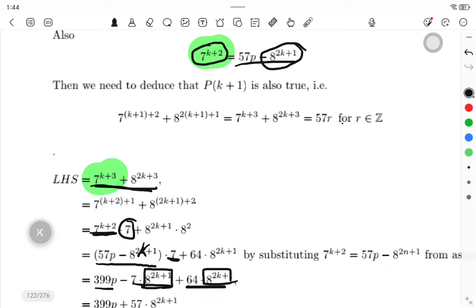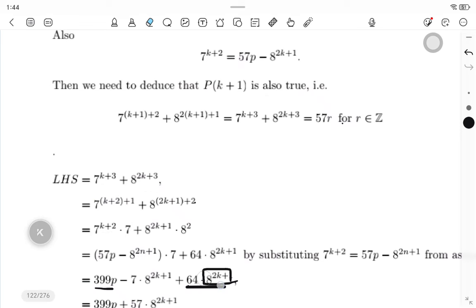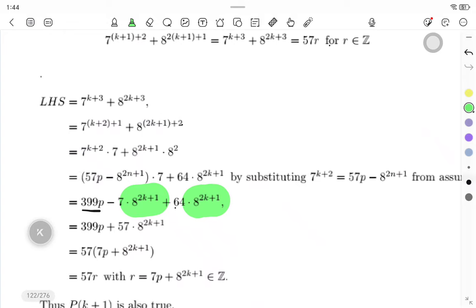Now, we have a common factor here. We factor it out. When we factor it out, here we're going to have minus 7 plus 64. What is minus 7 plus 64? It's going to give us 57. You see, right? And then from here we can factor out the 57 in both sides, here and here. Factor out the 57, then we get this.